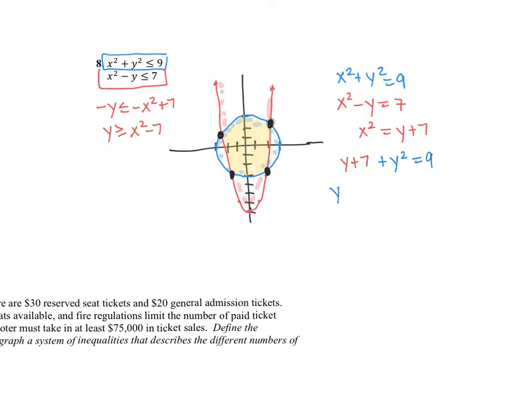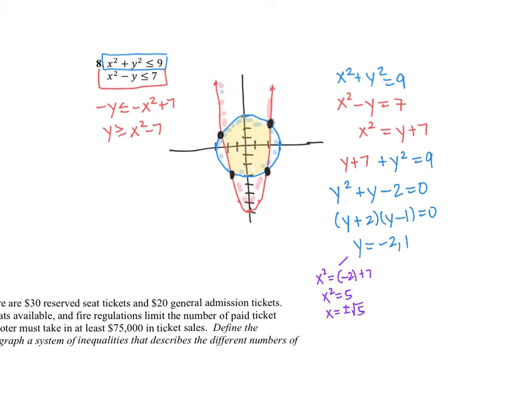Okay, let me just put this in order. y squared plus y, 7 minus 9 is -2. Okay, I get y equals -2 and y equals 1. Let me see, which one do I want to plug it into? I'll plug it into x squared equals y plus 7. x squared equals y plus 7. x equals plus or minus root 5.